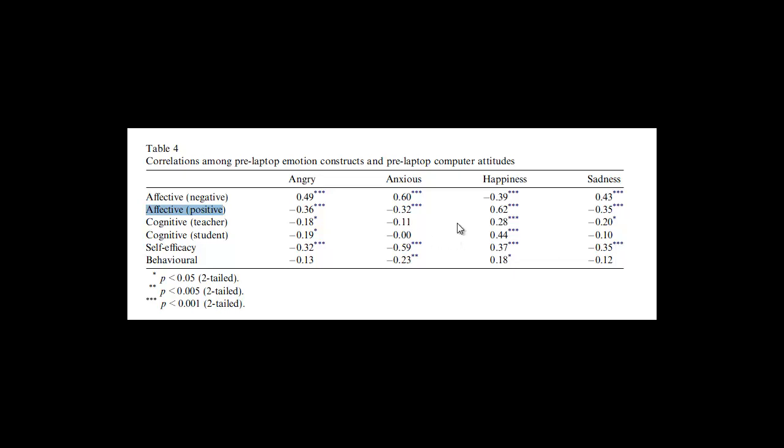So those are correlations in a table, and to read them, you just line up the specific construct with another construct and then read the correlation. If there's some stars beside it, that means that there's significance, and you can take a look at how significant those values are.